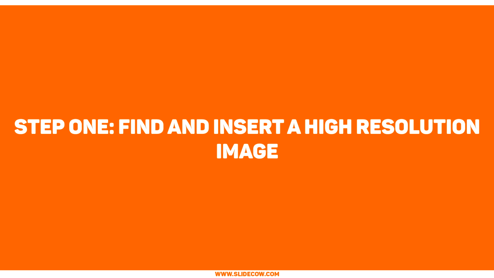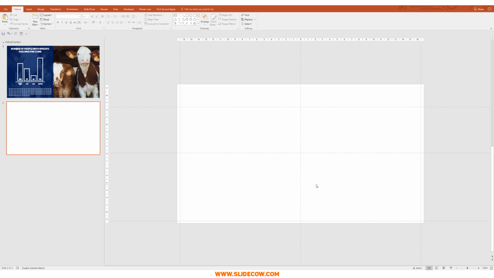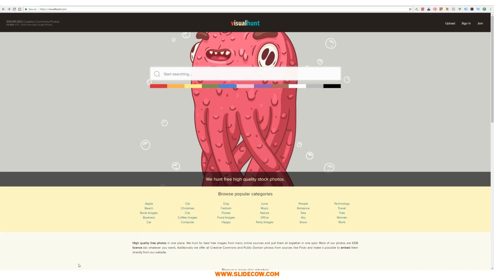Step one, find and insert a high resolution image. Assuming that you have a blank slide right in front of you, the first thing you're going to do is open up your web browser and go to a website that provides high resolution images. For me, as you know, I use visualhunt.com. The reason why I use it is because it provides us with all the licenses that we need and all the images are for free. And to be honest, they're gorgeous.